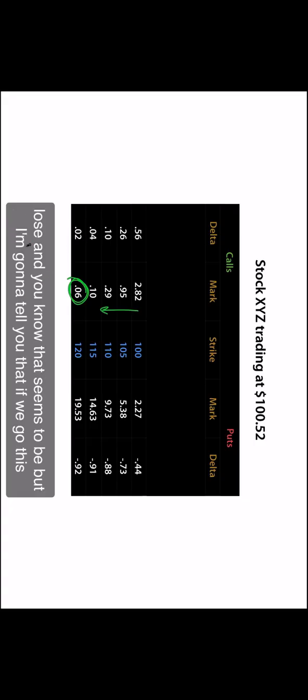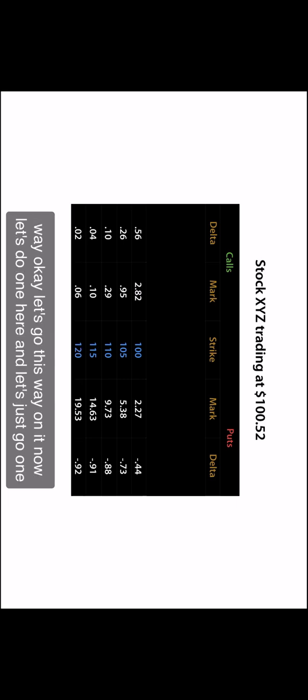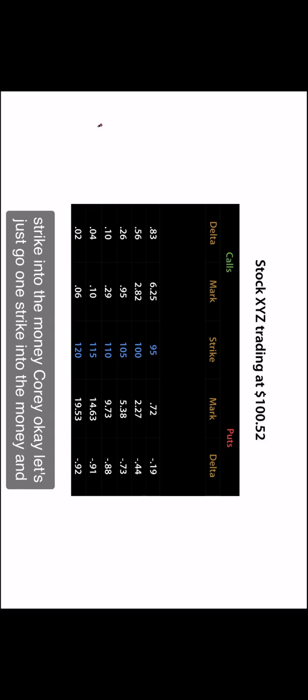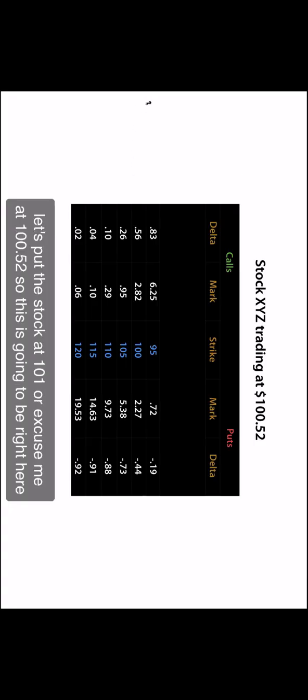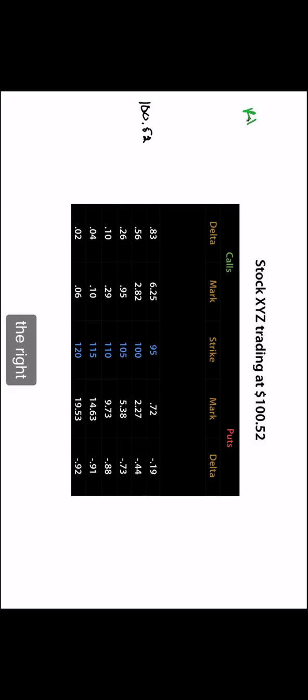But I'm going to tell you that if we go this way, let's go this way now. Let's do one here, and let's just go one strike into the money, Corey. Let's just go one strike into the money, and let's put the stock at 101. Or excuse me, 152. So this is going to be right here.